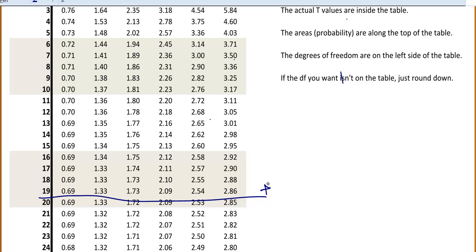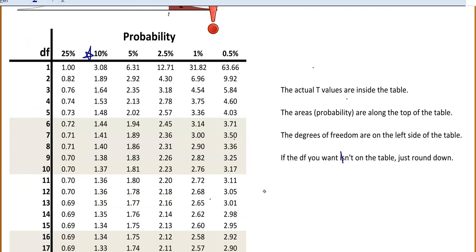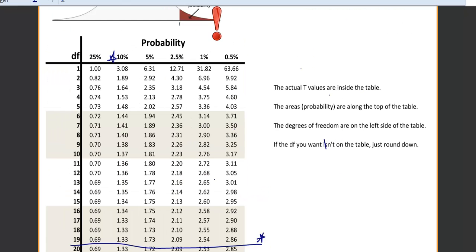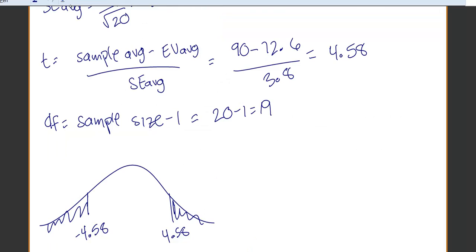4.58 isn't on there. It's going to be somewhere way off the charts, which means that the probability is somewhere off the charts. It's actually going to be pretty small, but all I can say for sure is that it's less than 0.5%.